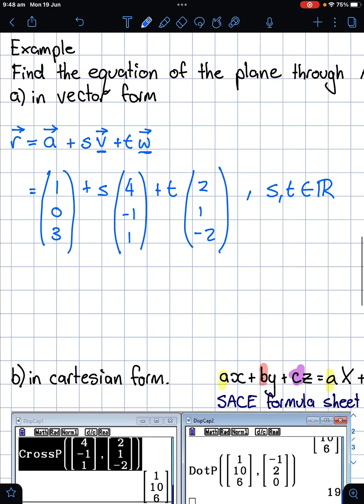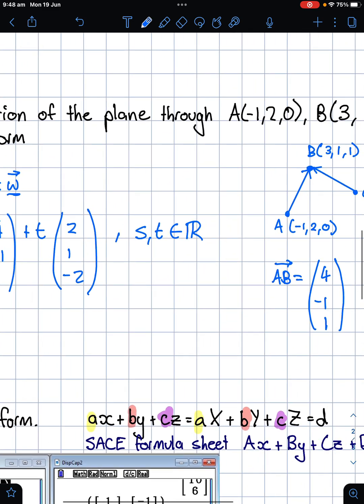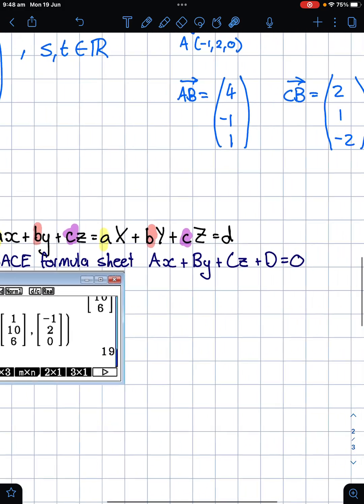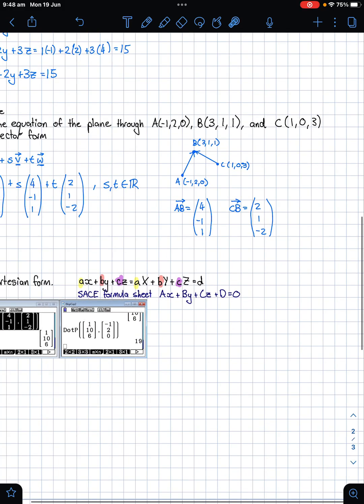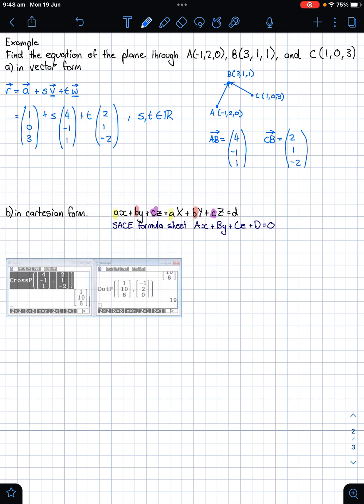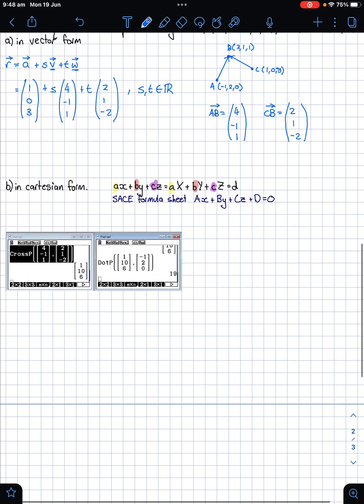Cool. Now, we're going to go into Cartesian form. I've already got a little bit prepared. We've got these two direction vectors, and we just need to find the normal. So I'm going to move this down a little bit, because you'll notice that I've actually cheated.